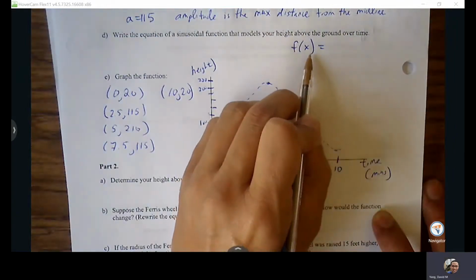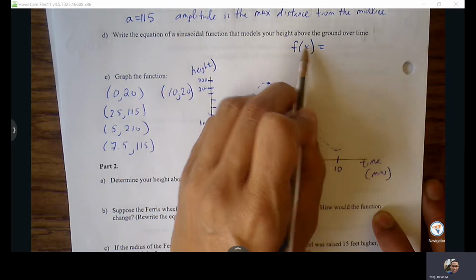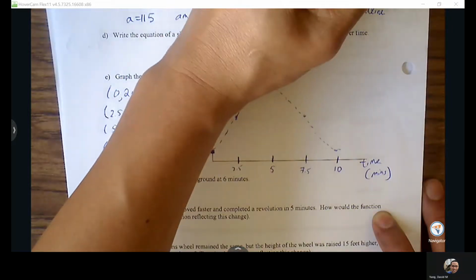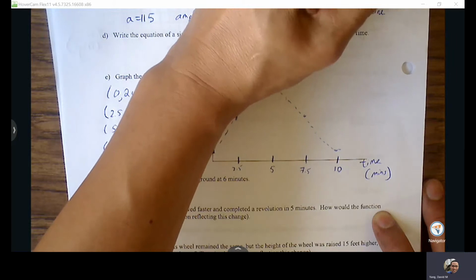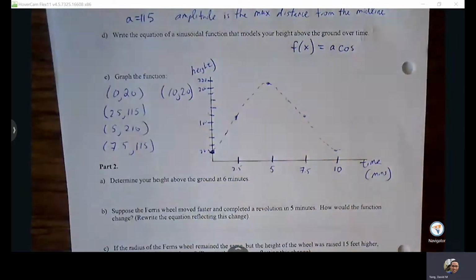Again, you can use any variable you want. In fact, I think I use t, but you can use x, t, or theta. Okay, we said cosine is a better fit. The nice thing about cosine is we don't have to worry about a shift, right? We know our c value, which is 0.